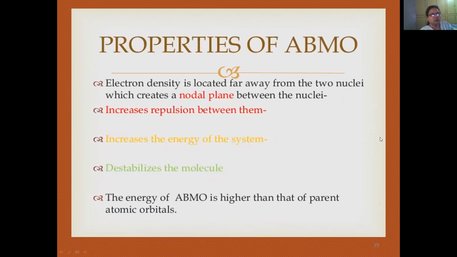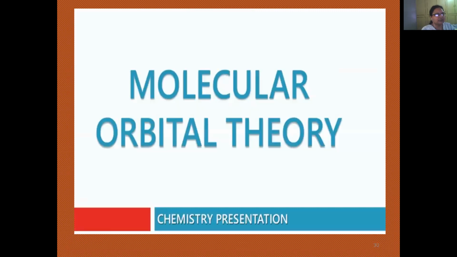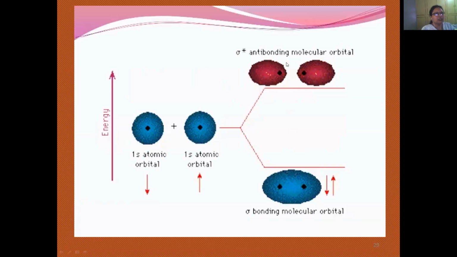Then coming to its properties. Electron density is located far away from the two nuclei, which creates a nodal plane between the two nuclei. This I will show you with the help of a diagram. So this will be the nodal plane. Because of this nodal plane, you can see the two orbitals are far away from each other. So there develops a nodal plane below.